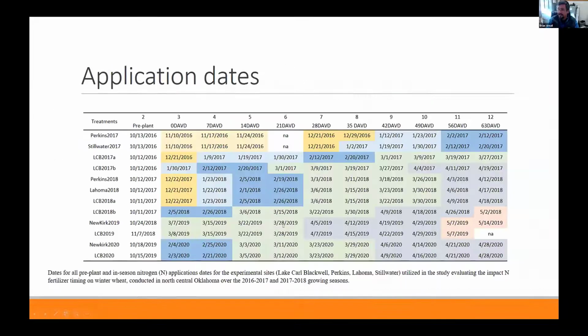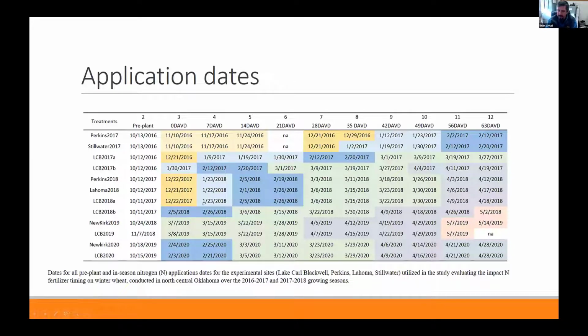I started in 2016. This is application dates. It's kind of interesting to see from this is harvest year 17, harvest year 20. The color corresponds to the month, and this is when we applied the first. So this is when we had the first visual difference. We started in November, January, and December, March, February.